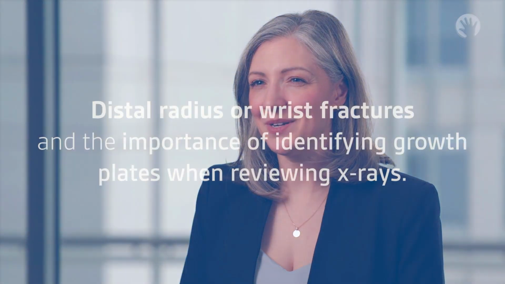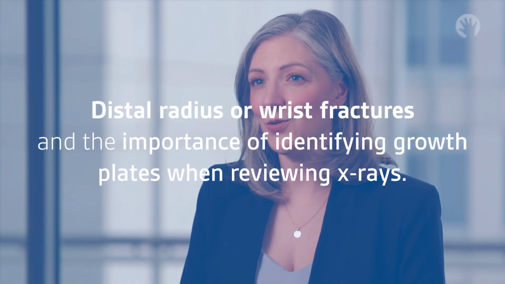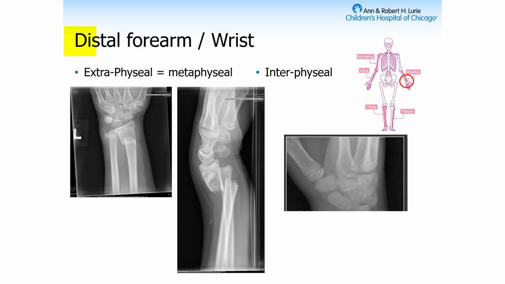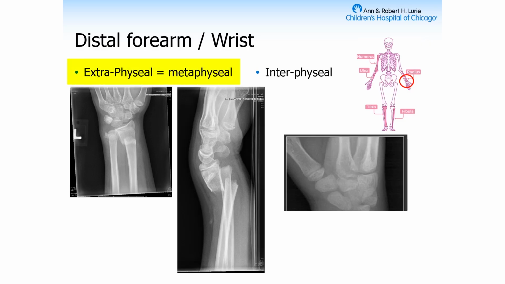Let's dive a little deeper into the distal radius or wrist fractures and the importance of identifying growth plates when reviewing x-rays. This is the distal radius, which together with the ulna and the carpal bones make up the wrist joint. In general, there are two types of fractures. The first is an extraphyseal, that means outside of the growth plate, in a region called the metaphysis.